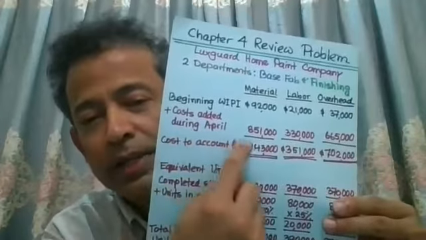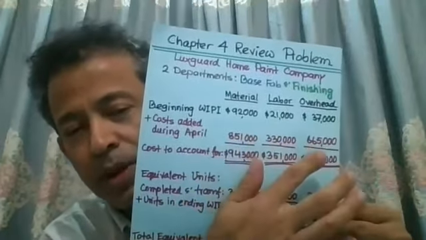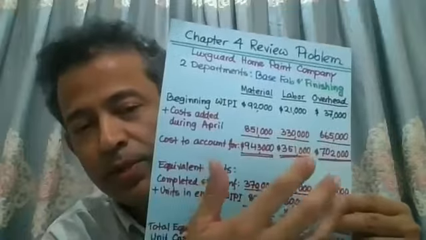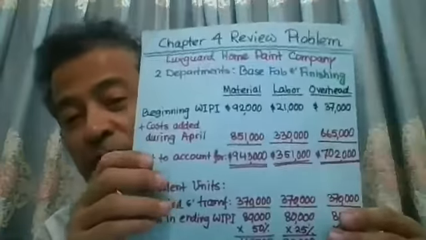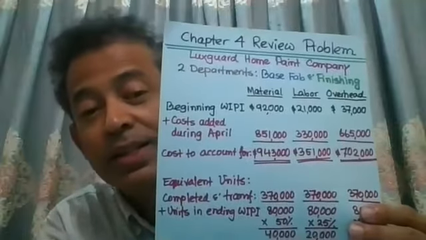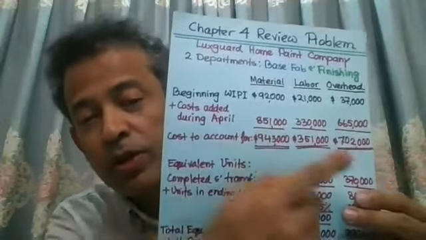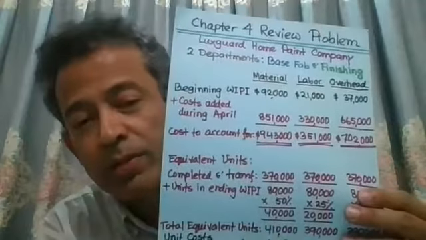And then we have added these resources. We have added some material, we have added some labor, and we have added some overhead. The overhead is not added, overhead is applied, has been applied, applied overhead. So how much material has been added? We have added $851,000 worth of material, $330,000 worth of labor, and applied $665,000 of overhead. So that's the total cost that we have injected, we have added to the already costly beginning inventory.